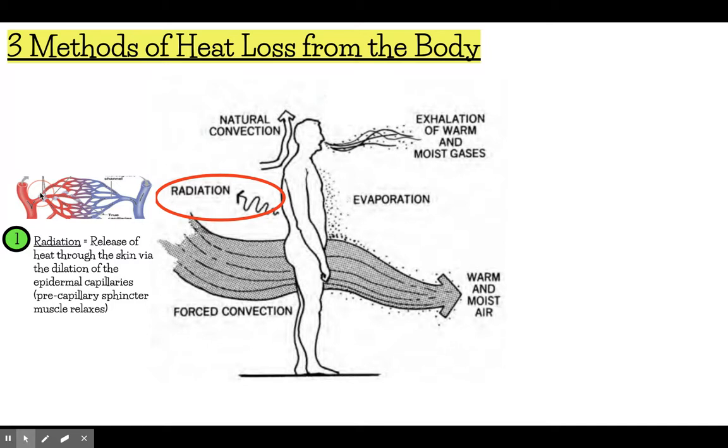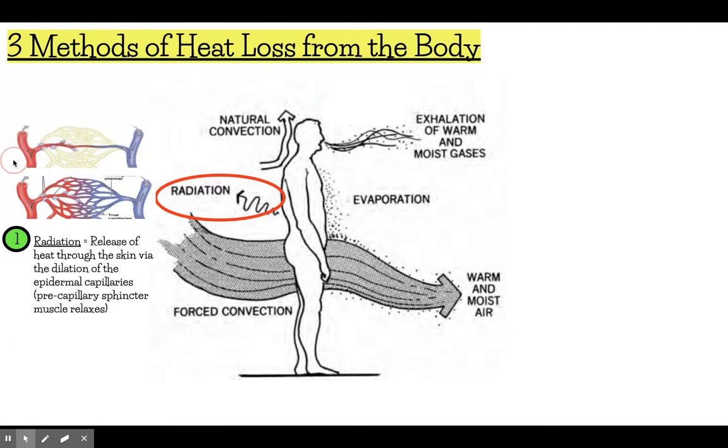Now, for that to happen, the precapillary sphincter muscles, which are these little items right here in the diagram, are relaxed, right? So if they're relaxed, they're open, blood flows from this artery into this capillary bed, releases heat, and then that blood drains out via the vein.